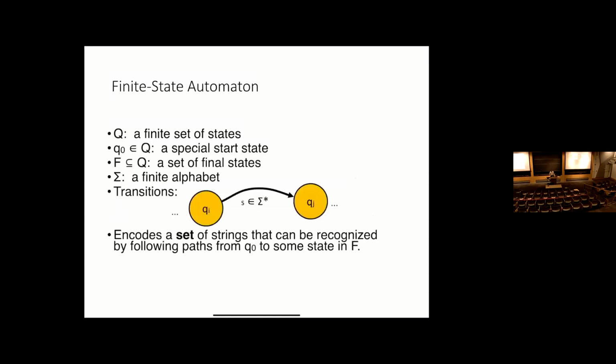So finite state automata are a formalism that has the following 5 components. We have Q, which is a finite set of states. And these circles are states. Then they have a special start state, Q0, and a set of final states, F, which is a subset of Q.